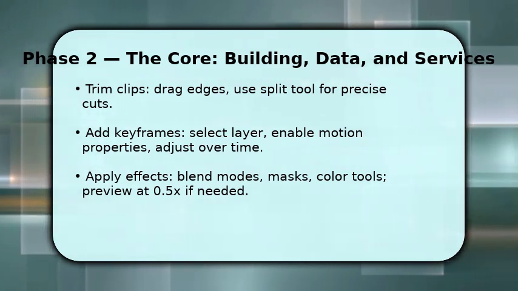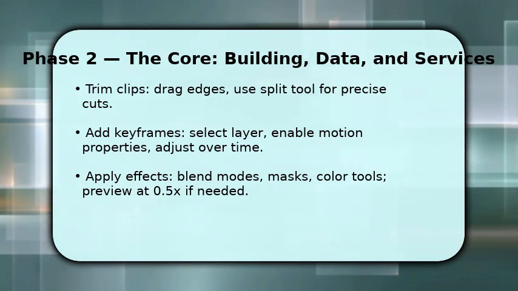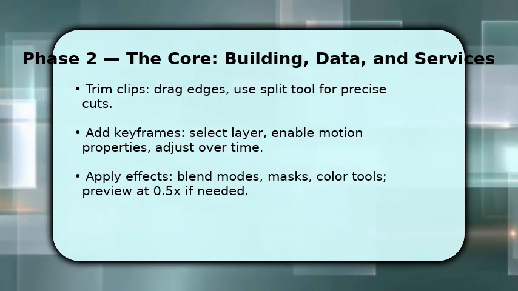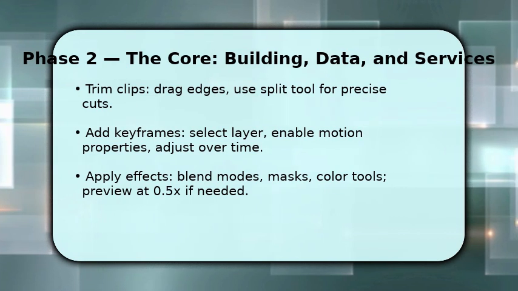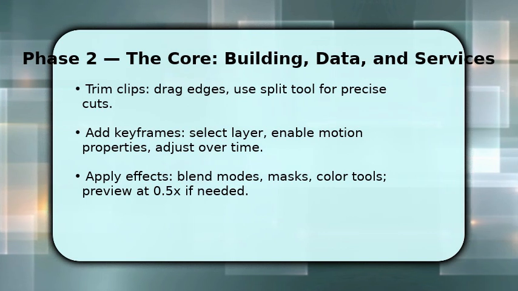Then apply motion by selecting a layer and adding keyframes to position, scale, or opacity. This is how you control timing and movement. Once done, layer effects like blend modes, masks, and color corrections to shape the look.